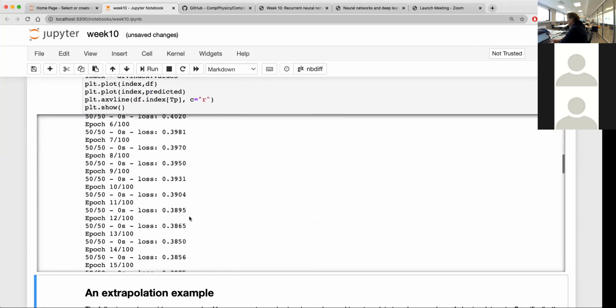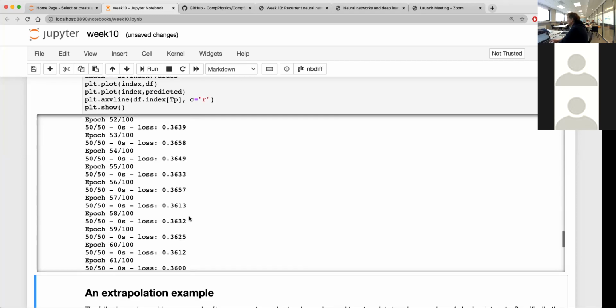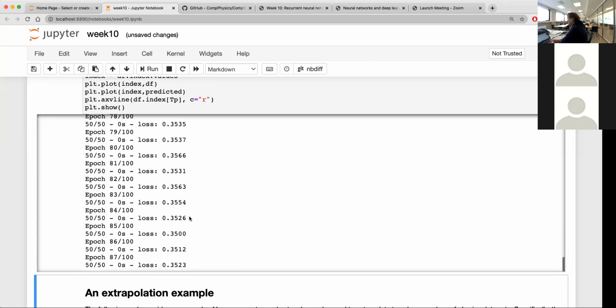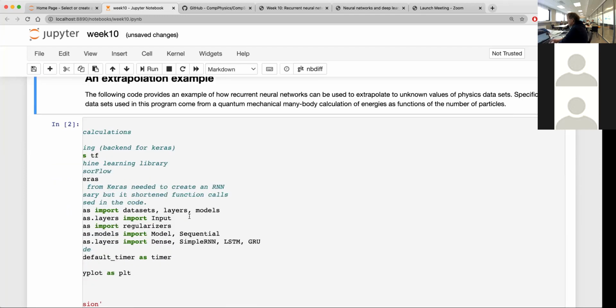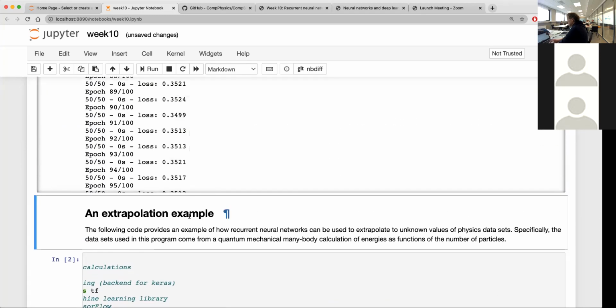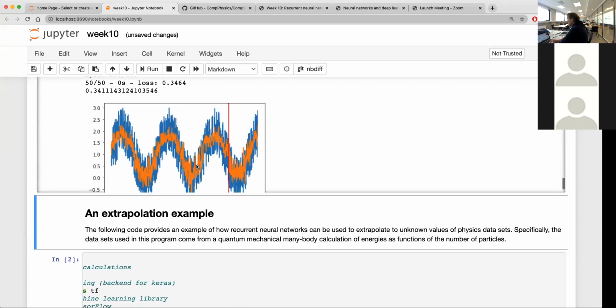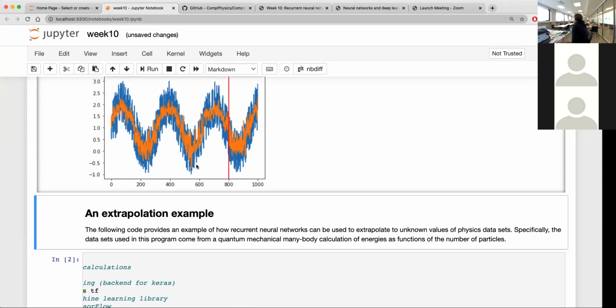So if you now look at the values you get, you see that your error is not at the third decimal point. It's actually around 0.3. And it doesn't seem to be diminishing either. And if you look at the final image here, you will see something like this, where the orange one is the prediction you make.